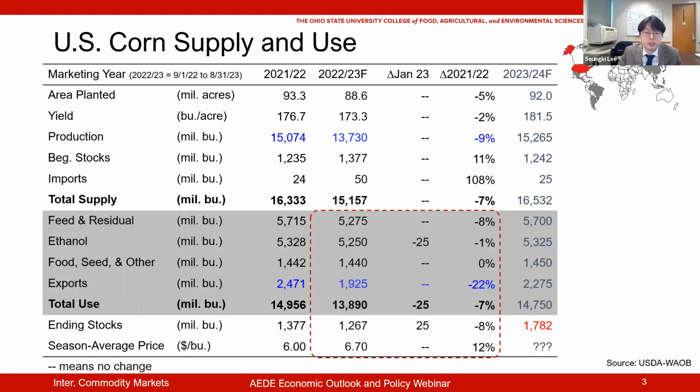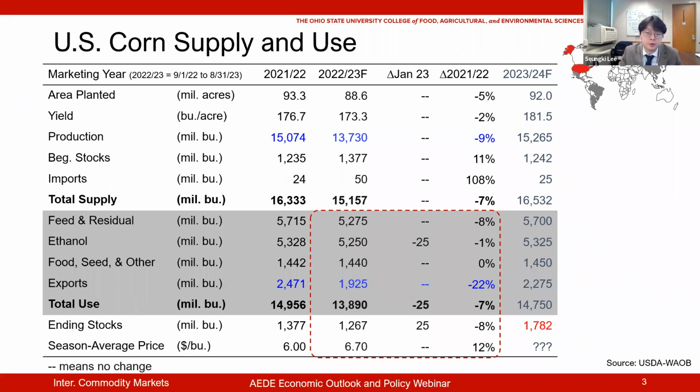These numbers can change moving forward because we still have 5 months until the end of the market year. So overall, the demand is anticipated to be 7% smaller than last year. And the biggest reason would be the low exports. We expect about 22% down compared to last year, as I colored in blue. And although both supply and demand are lowered compared to last year, the supply was a bit more dominant, giving us a 12% higher season average price projection.